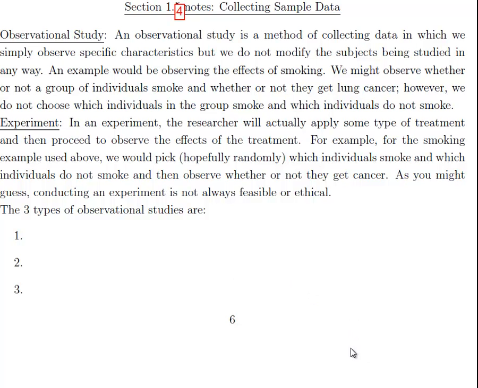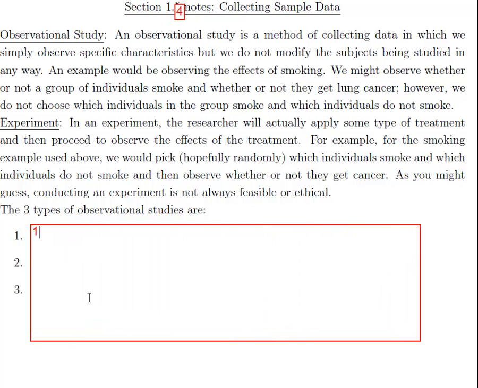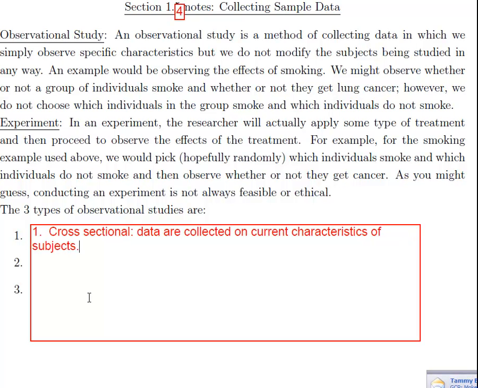So we're going to go over the 3 types of observational studies. These have to do with the timing of the study. So the first one would be a cross-sectional. Data are collected on current characteristics of subjects. So for instance, do the subjects smoke currently? Do they currently have cancer?